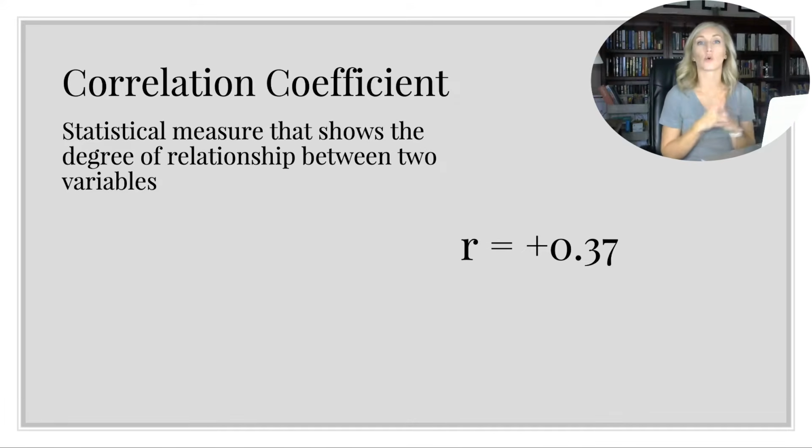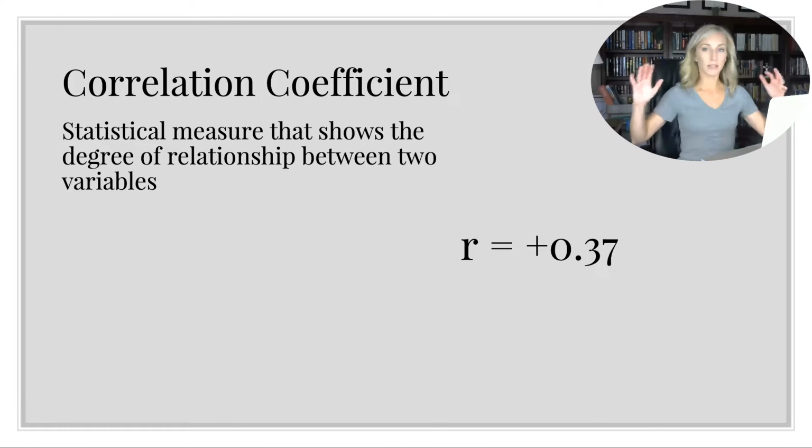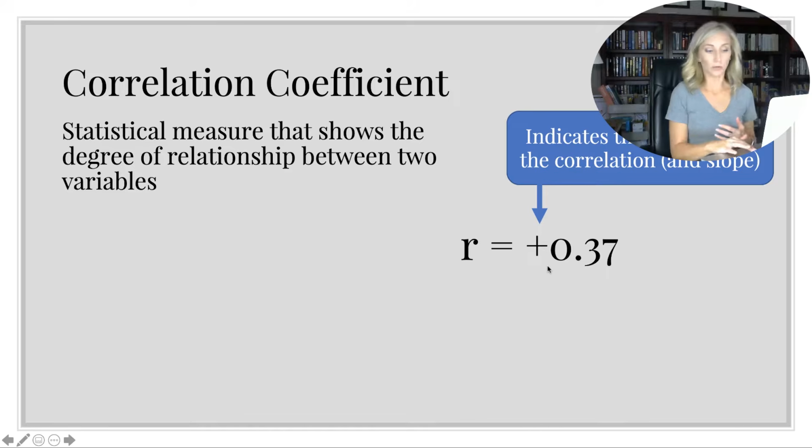Now let's talk about that correlation coefficient, which is that number that you saw back here next to each graph, the positive or negative 1 or even the 0, and anything in between. Anything between a negative 1 and a 1 is where the correlation coefficient would fall. It's the statistical measure that shows the degree of relationship between two variables. It's just the number that shows you the correlation, both its direction and its strength. So the R equals would be the correlation coefficient, okay? And in this instance, it's positive 0.37.